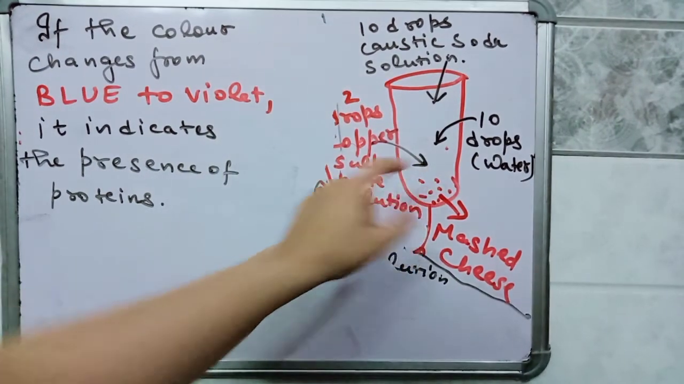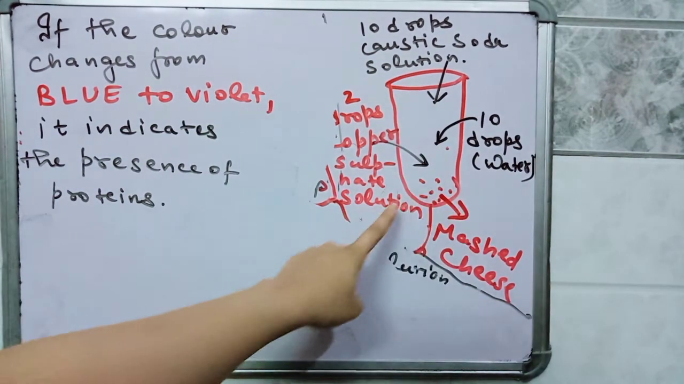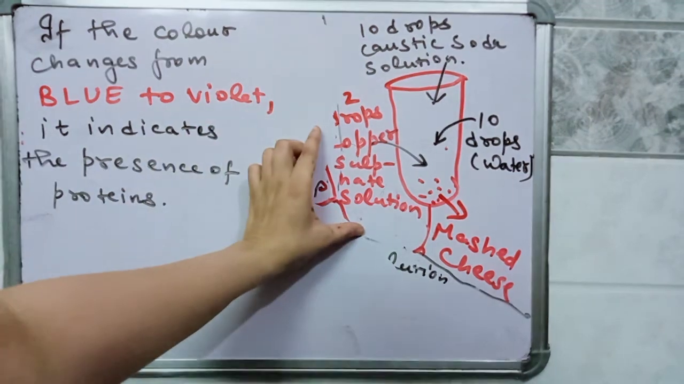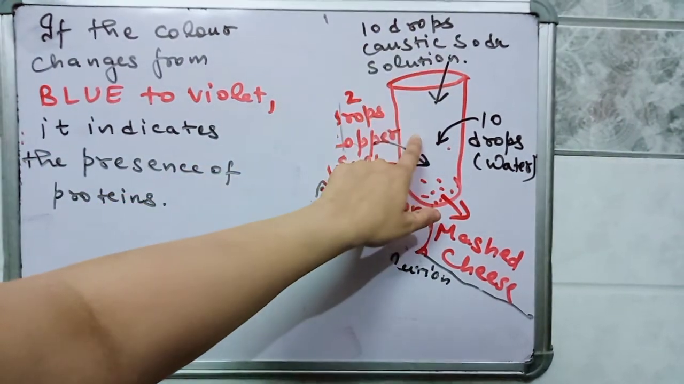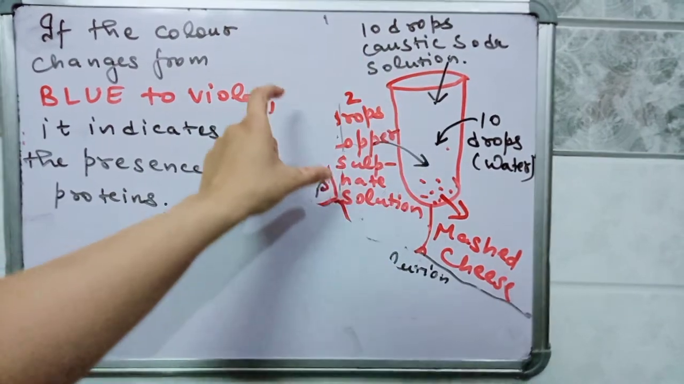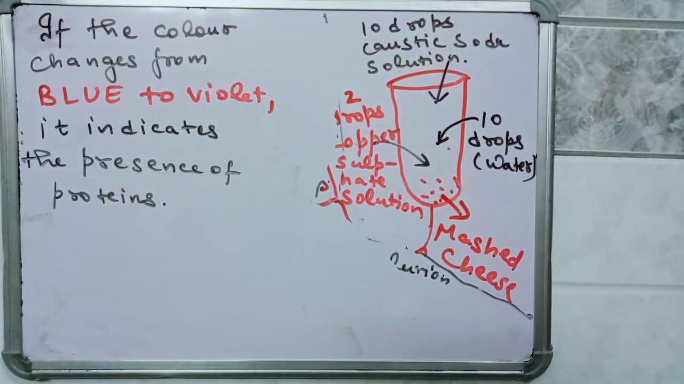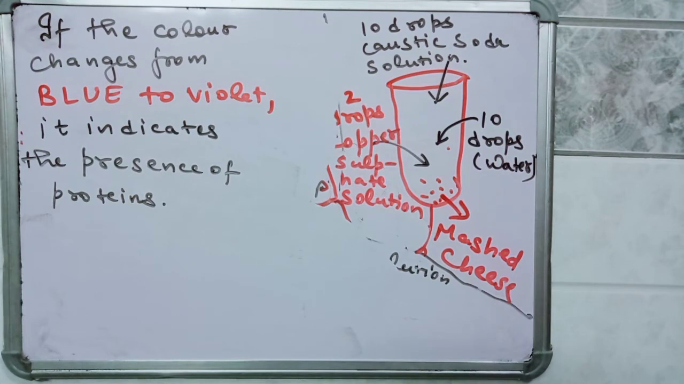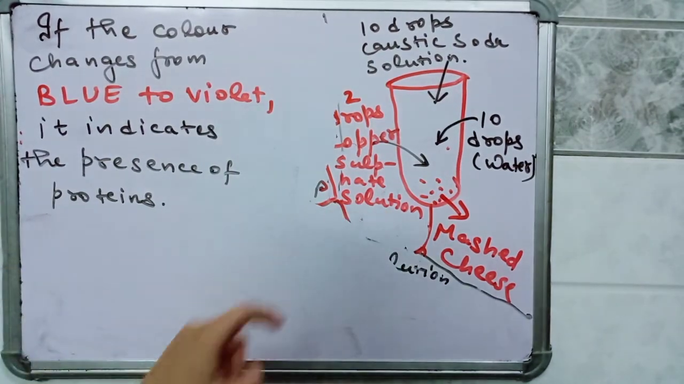We have obtained a mixture here in which mashed cheese is present, 10 drops of water is present, 2 drops of copper sulfate solution is present. This copper sulfate solution will turn the solution blue in color. Also in this test tube 10 drops of caustic soda solution is present, which is white in color. This white color will change into blue due to the presence of copper sulfate solution.